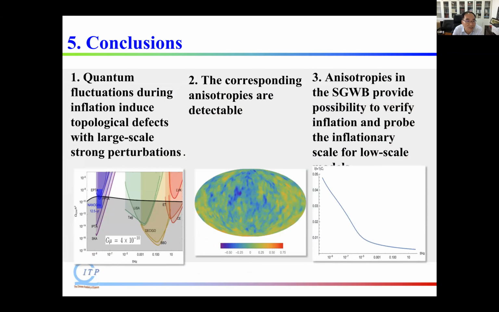So let me come to the conclusion. First, the quantum fluctuation during inflation induces topological defects with a larger scale, stronger perturbations, which will produce the gravitational wave. And the corresponding anisotropy is detectable at the 1 over 100 level. And anisotropy in the stochastic gravitational wave background provides the possibility to verify inflation and probe the inflation energy scale, especially for the low scale inflation model, because for the low scale inflation model, the primordial gravitational wave is almost impossible to detect. So in our work, we propose a new way to determine the energy scale of inflation through the anisotropy in the stochastic gravitational wave background. Okay, thank you.